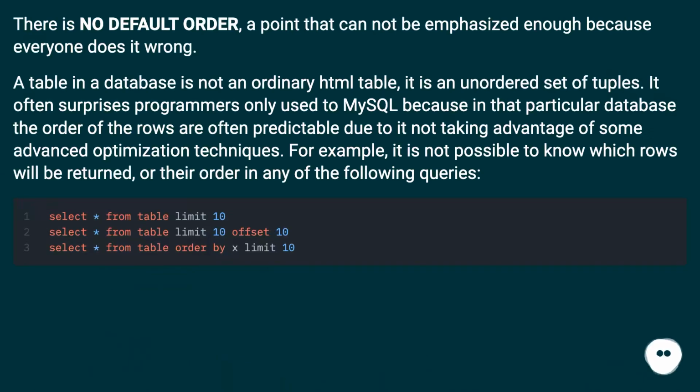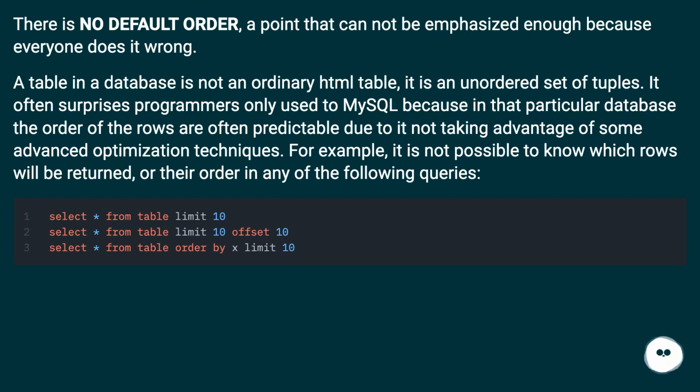There is no default order, a point that cannot be emphasized enough because everyone does it wrong. A table in a database is not an ordinary HTML table, it is an unordered set of tuples. It often surprises programmers only used to MySQL because in that particular database the order of the rows are often predictable due to it not taking advantage of some advanced optimization techniques.